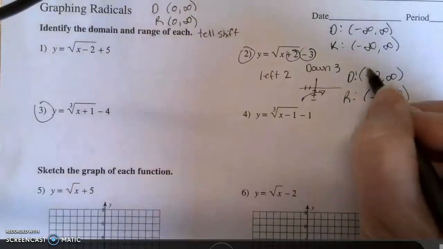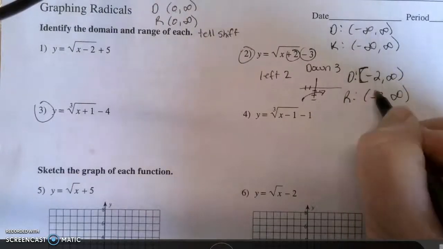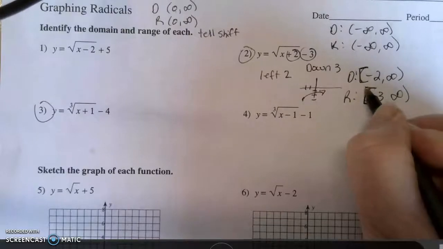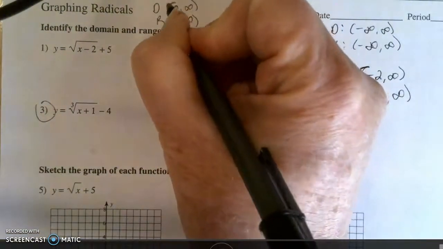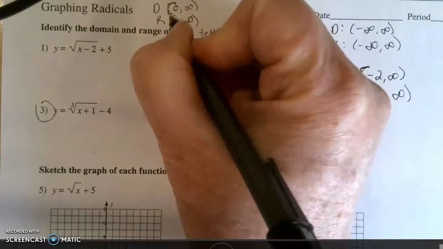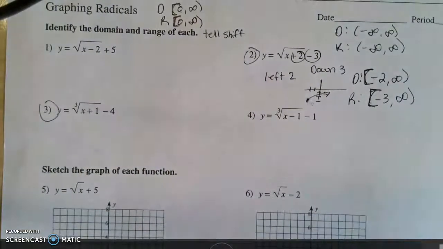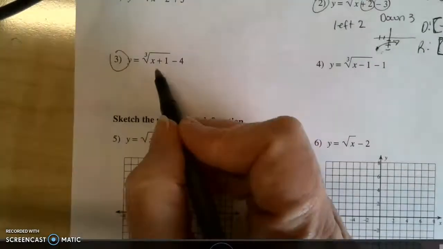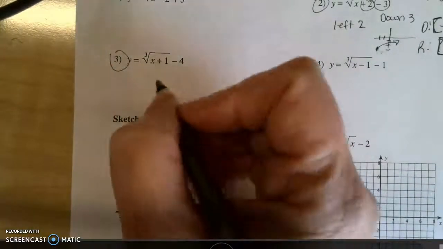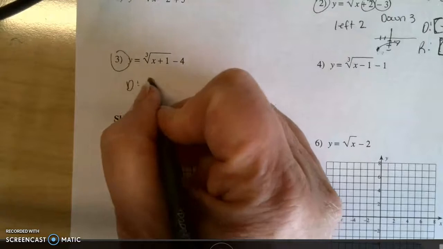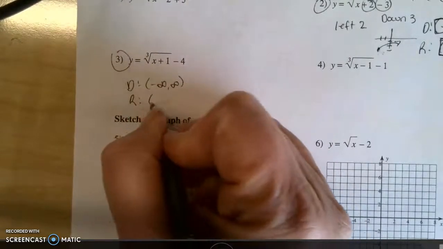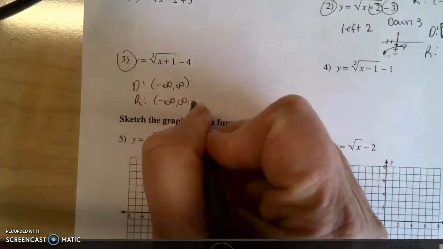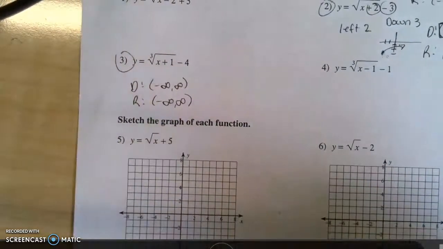Because it can be 0, these should be brackets. And it can be 0. There's a closed dot there, so those should be brackets. Okay, now the cubed, it doesn't matter where it shifts, it's going to go domain from negative infinity to infinity, because it can do positives and negatives.